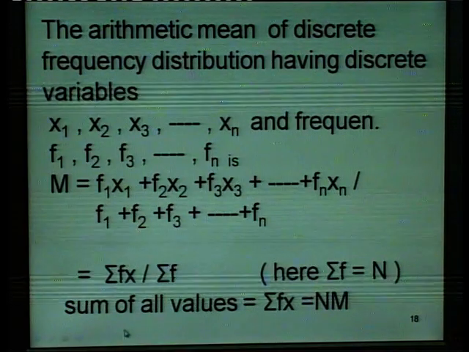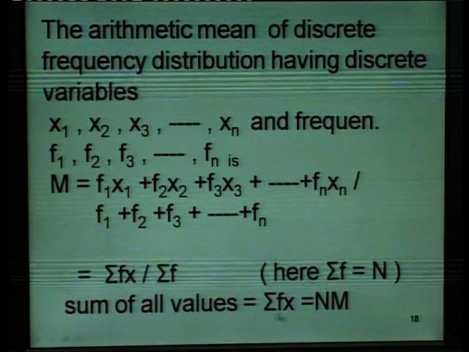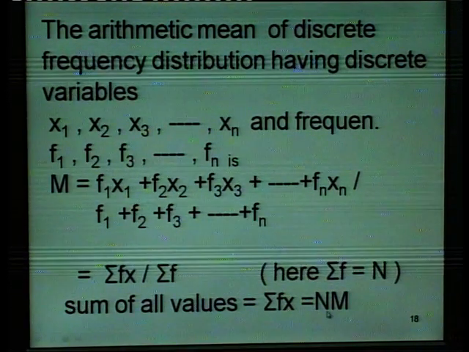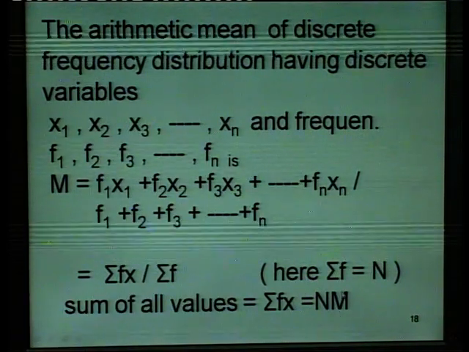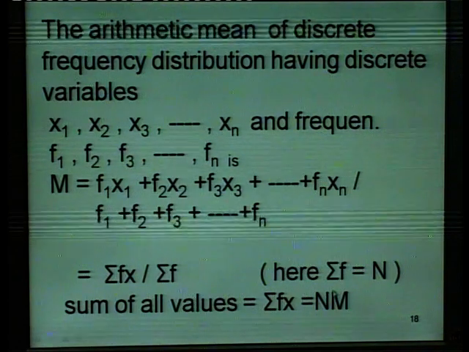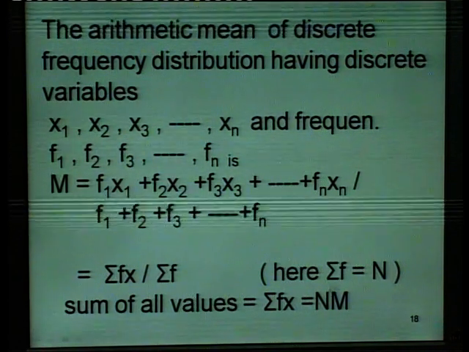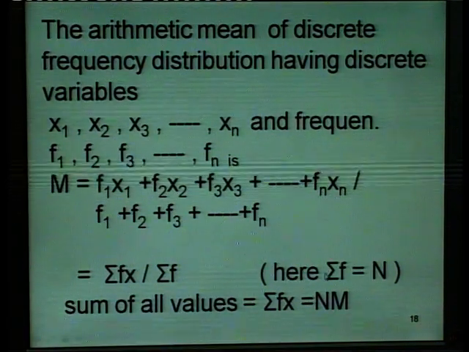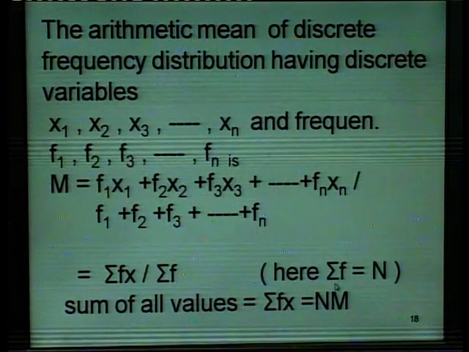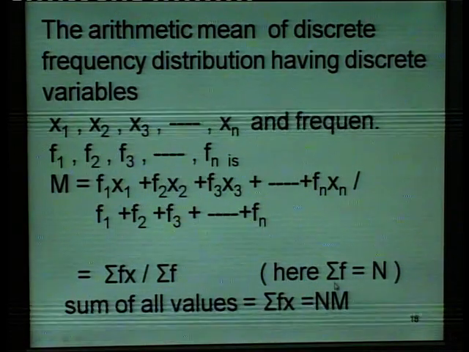If we have to find the sum of all values, we multiply the number of observations into the mean. Here the number of observations means summation f. Whenever we talk of a frequency distribution, in every frequency distribution the number of observations can be calculated by adding all the frequencies.